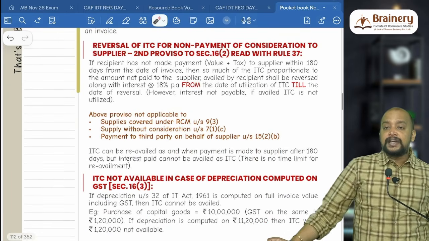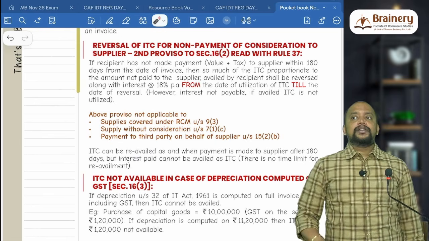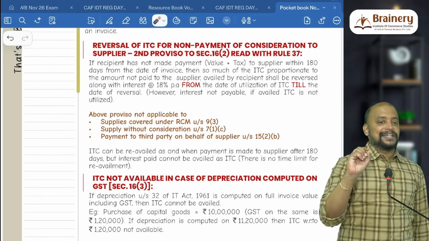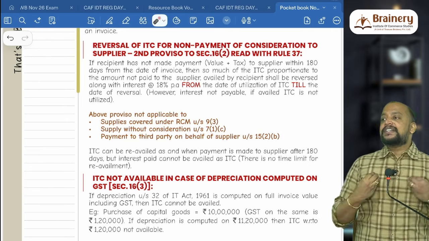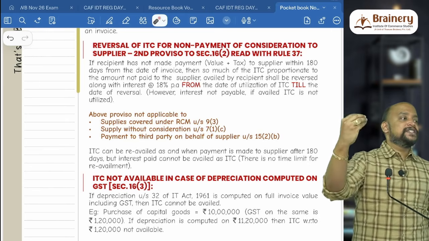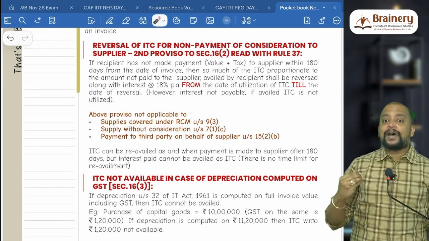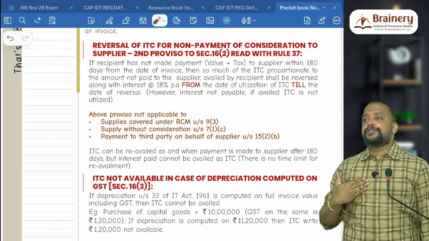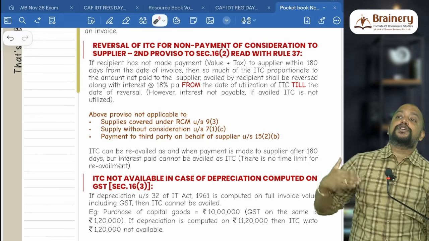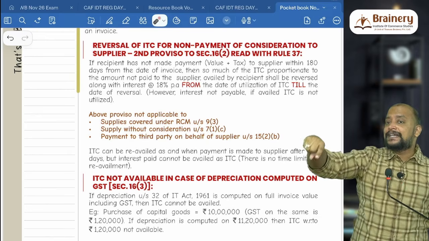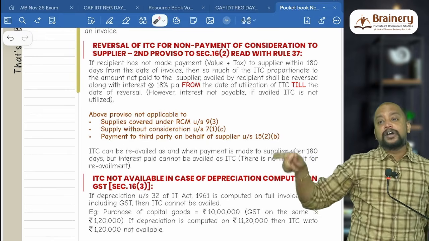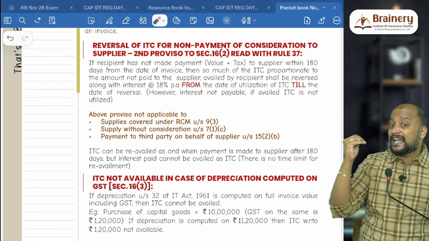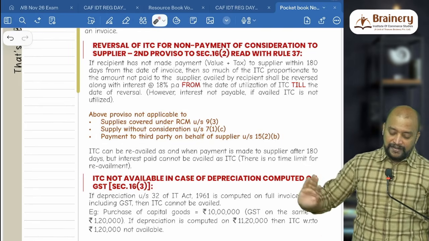Then next one, reversal of ITC for non-payment of consideration within 180 days from the date of invoice, rule 37. As per rule 37, when the supplier is raising an invoice, the recipient should make payment to the supplier within 180 days from the date of invoice. If the recipient is not making payment within 180 days, so much of the ITC availed by the recipient should be reversed along with interest at the rate of 18% per annum from the date of utilization till the date of reversal.